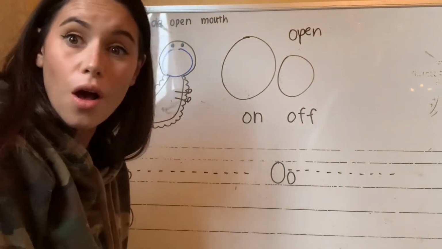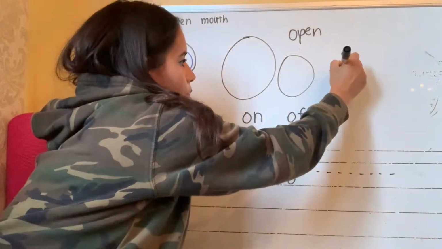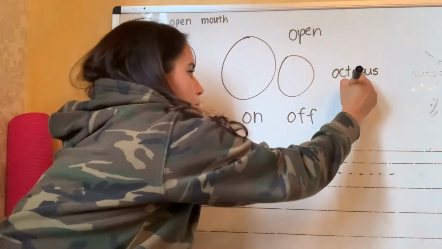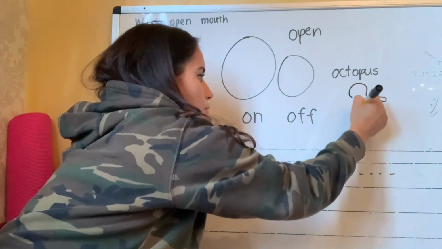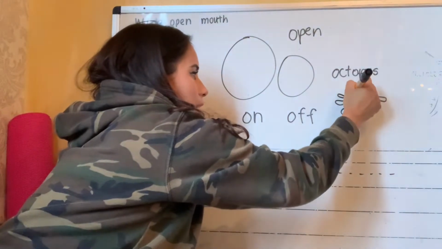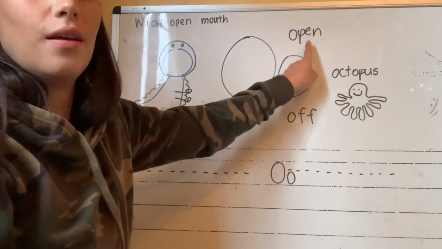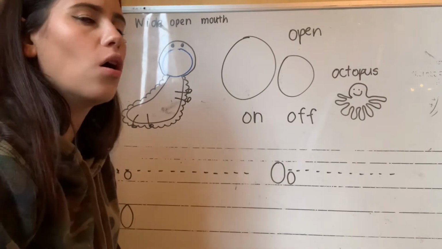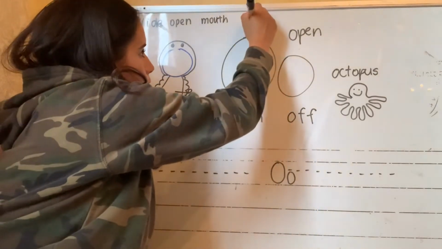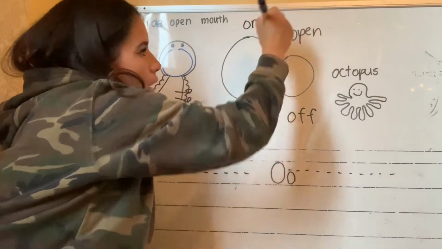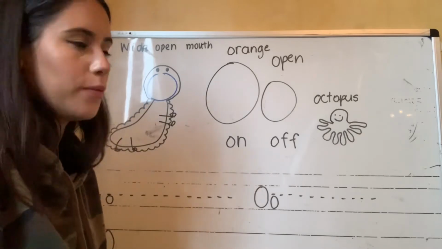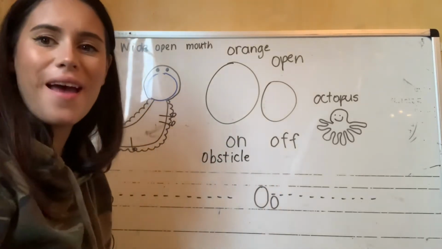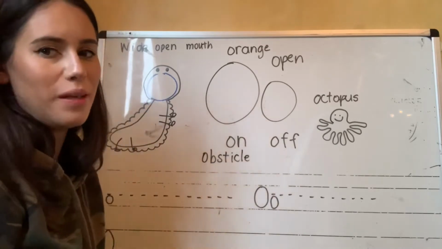Oh, oh, octopus. And I'm going to draw a picture of an octopus. 1, 2, 3, 4, 5, 6, 7, 8 legs and a big smile. Open, octopus, off, on. Oh, oh, orange. Oh, oh, obstacle. Now some of us have been making obstacle courses at home, which has been lots of fun to do.